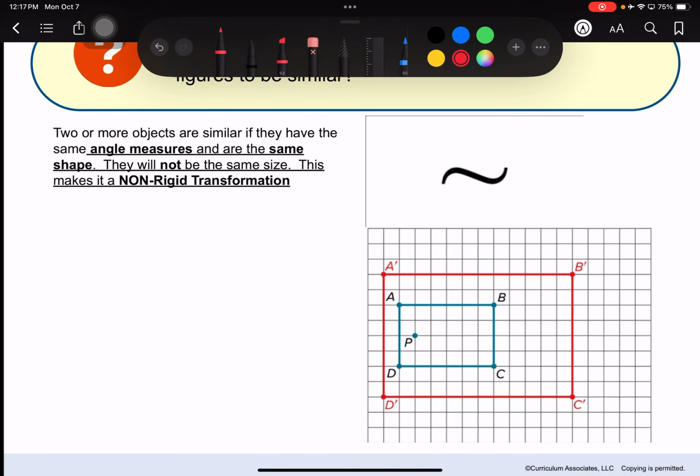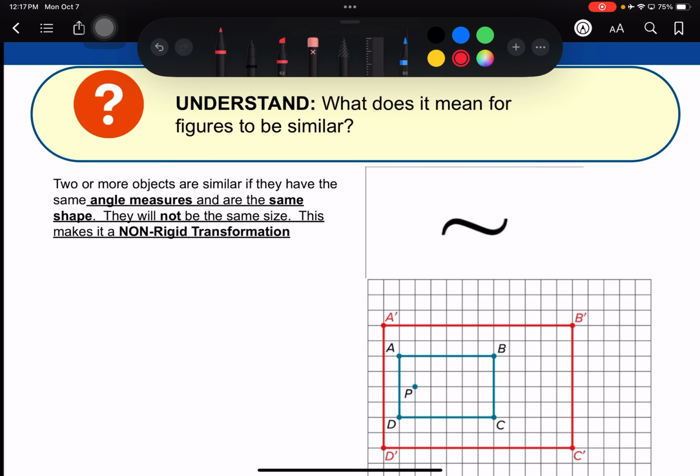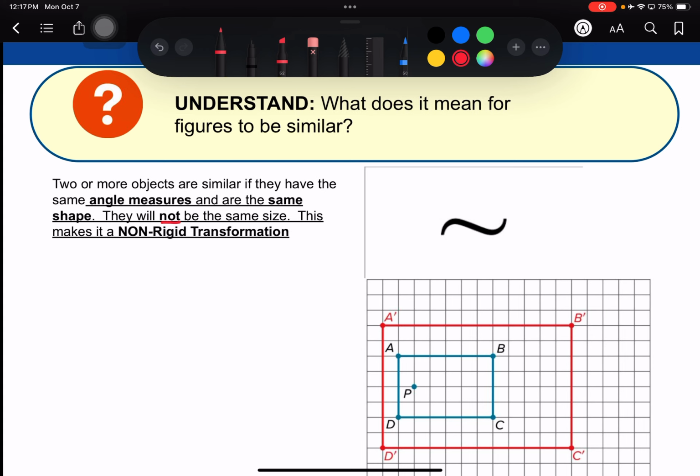All right, let's look here. Fill in your blanks here. Two or more objects are similar if they have the same angle measures and are the same shape. They will not be the same size. Remember, we have the same angle measures and the same shape. Those are what you need to fill in. They will not be the same size. This makes it a non-rigid transformation.